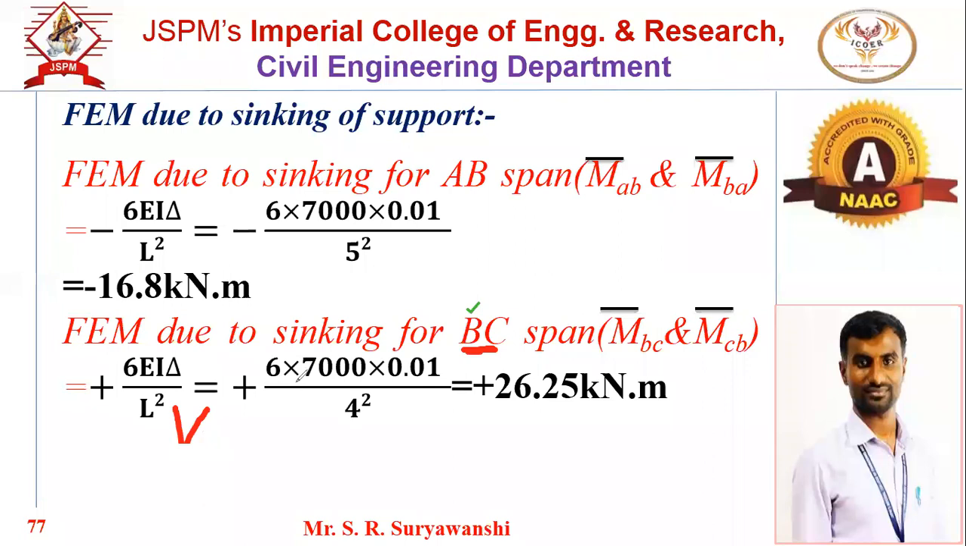And that is positive 6 into EI. EI is 7000. Delta is 0.01, divided by L square. Now here L is span BC. BC is 4 meter. So that's why 4 square. So the moment will be positive 26.25. So these are the moments you have to consider for M bar BC as well as M bar CB. These are the moments. Okay.